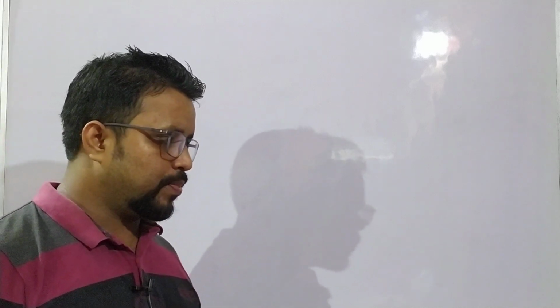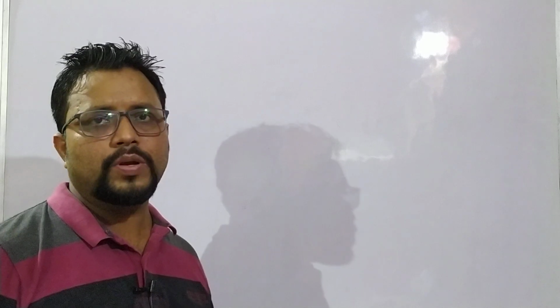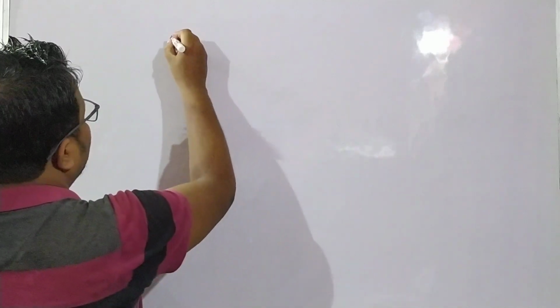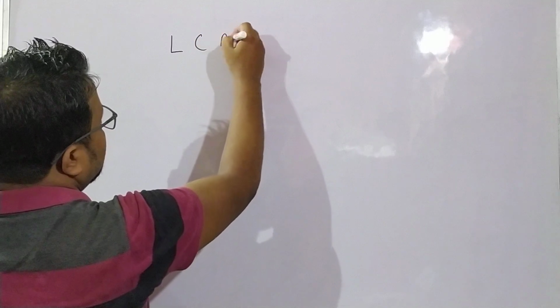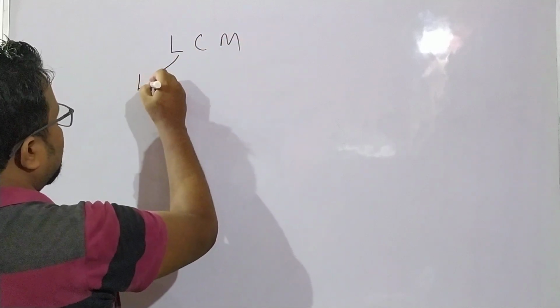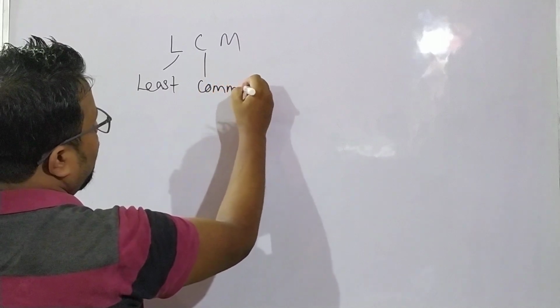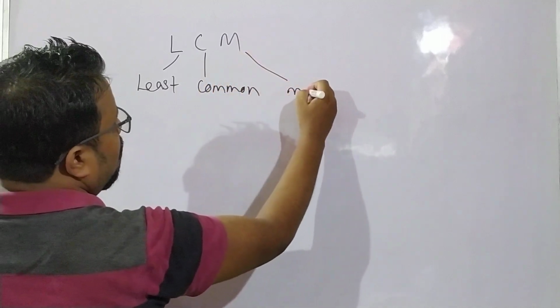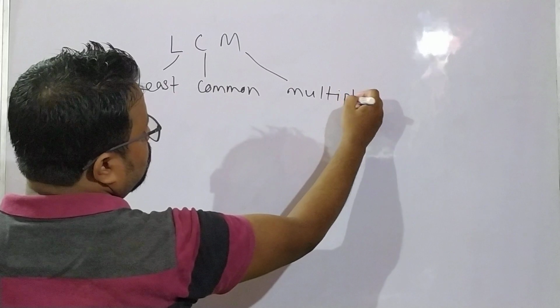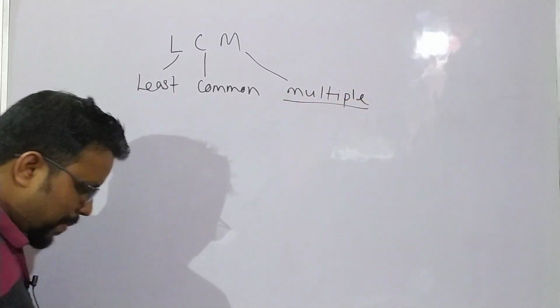In order to know time and work, we must know what is LCM, because by the process of LCM we are going to solve the problems. That's why LCM becomes very important. Now what is actually LCM? L means least, C means common, M means multiple. Least, common, multiple. First we have to know multiple.